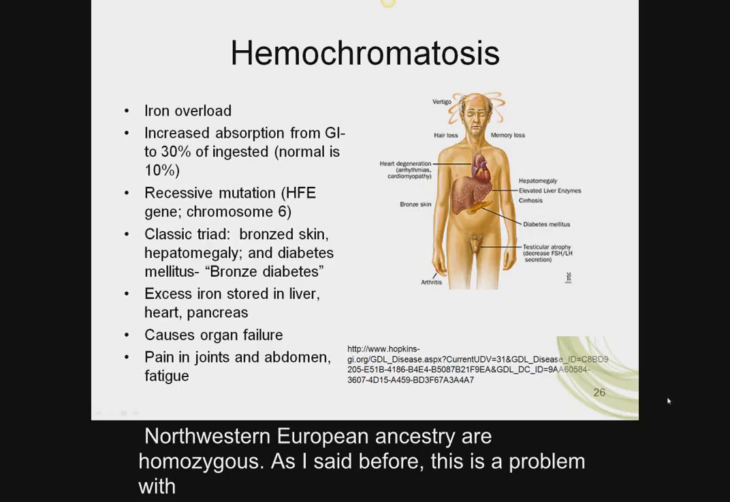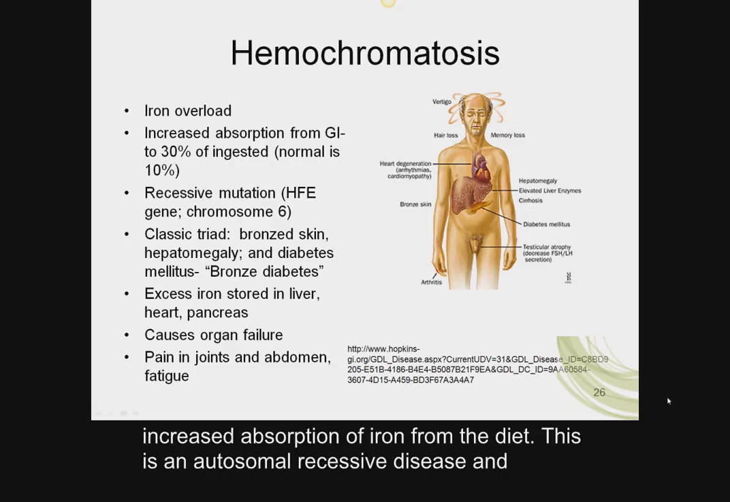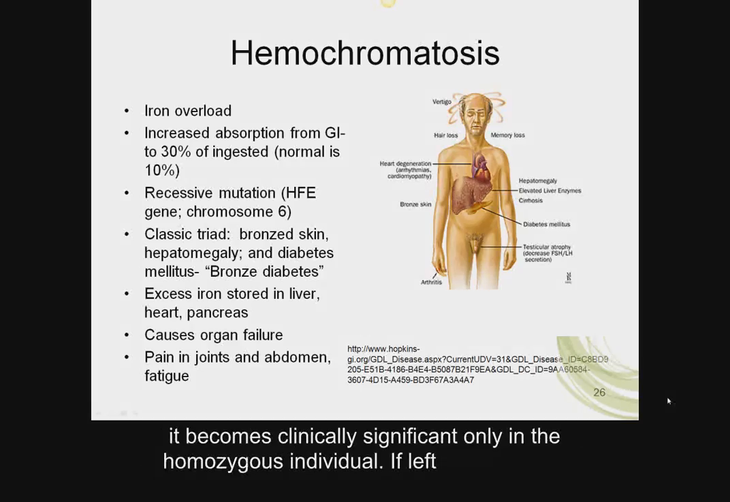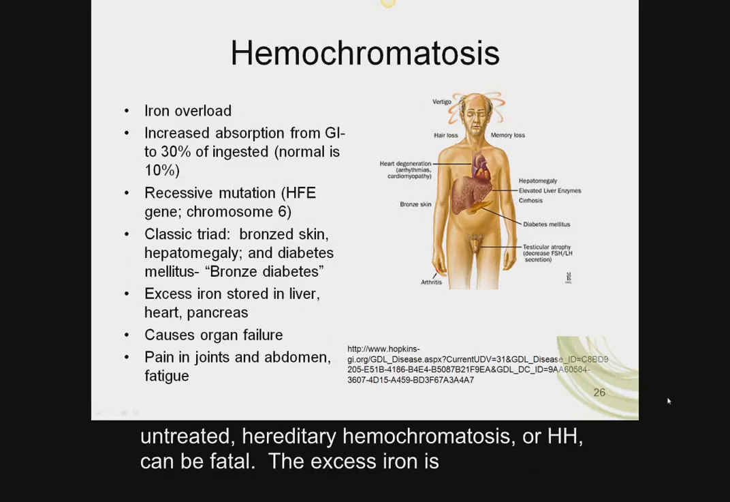As I said before, this is a problem with increased absorption of iron from the diet. It's an autosomal recessive disease, and it becomes clinically significant only in the homozygous individual. If left untreated, hereditary hemochromatosis, or HH, can be fatal. The excess iron is stored in the liver, where it becomes toxic, of course.